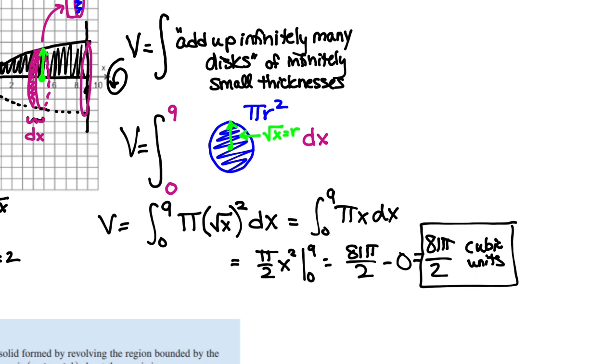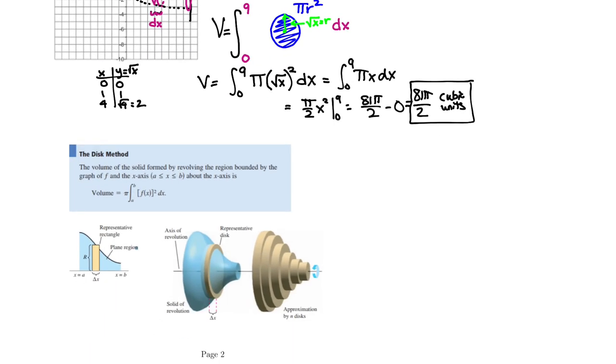Okay, so instead of the circle going like that, it would go like that? Yes. And we're going to have to do dy then, if we're going around the y-axis. Yes, we're going to do that. We'll get there. I love that you're thinking.